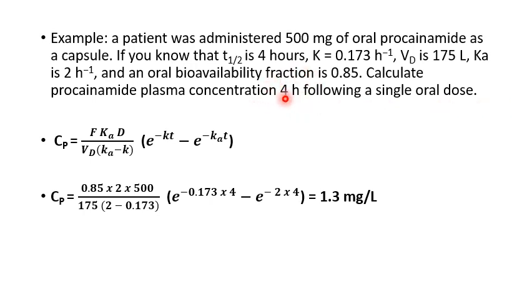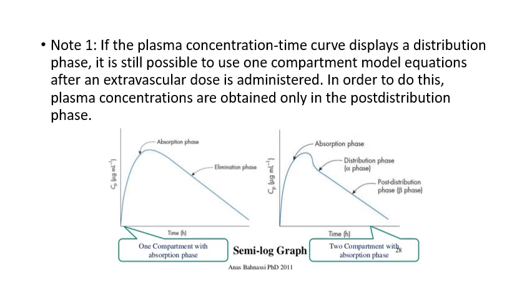So the time that we wanted to calculate the plasma concentration at is 4 hours. So this is a simple, direct application for the equation. Just be careful about the units. So we have here milligram, and the plasma concentration should be calculated as milligram per liter, because we are going to use the liter of the volume of distribution. So the resulted concentration will be 1.3 milligram per liter.